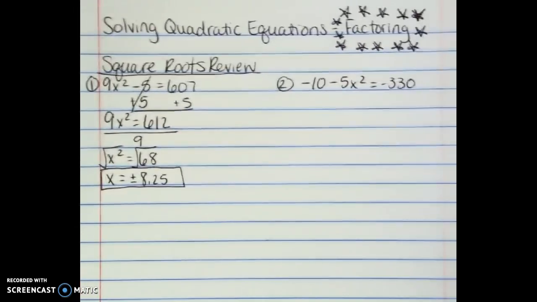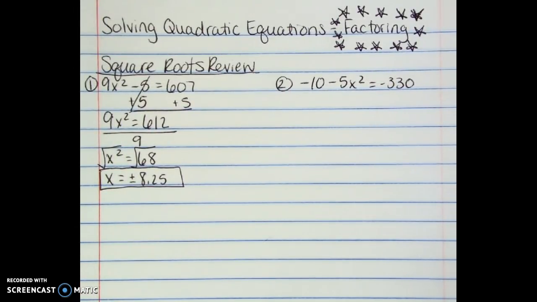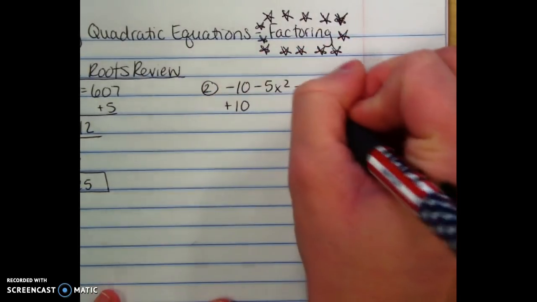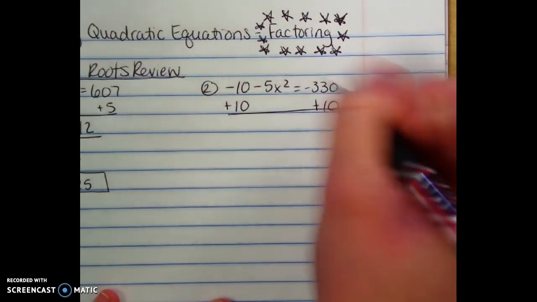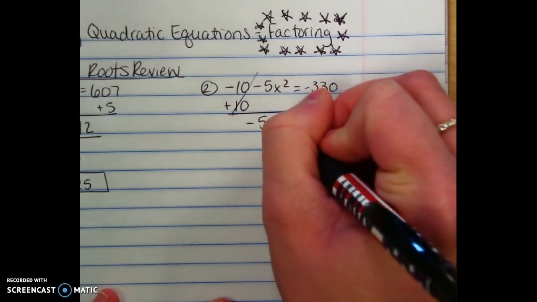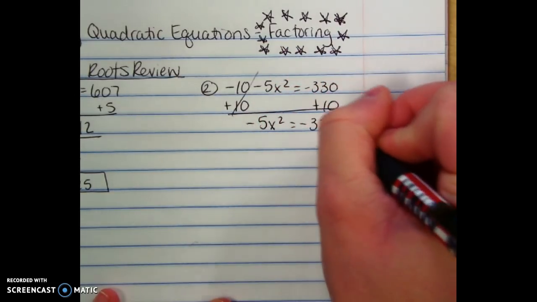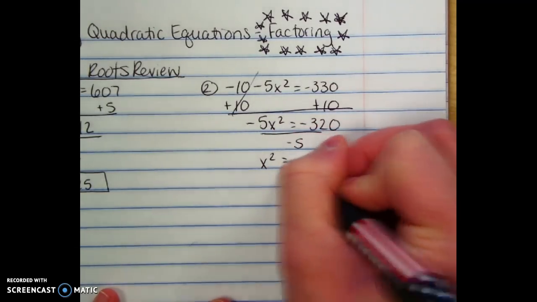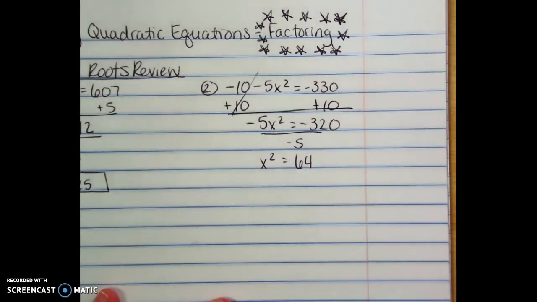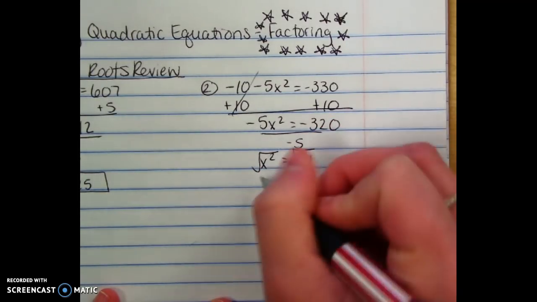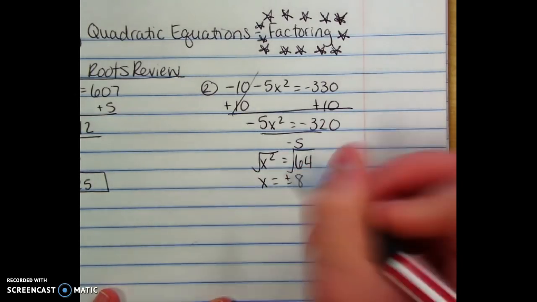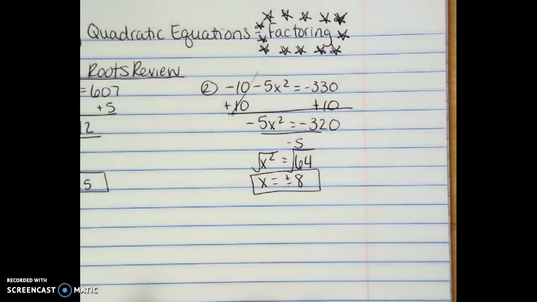Okay, let's look at number 2. Hopefully you did that one as well. If not, pause it real quick. Okay, add 10 to both sides. That would be negative 5x squared equals negative 320. Divide by negative 5. X squared equals 64. That is a perfect square, so I don't have to deal with rounding or anything like that. X equals plus or minus 8. Okay, so that's that for square roots.